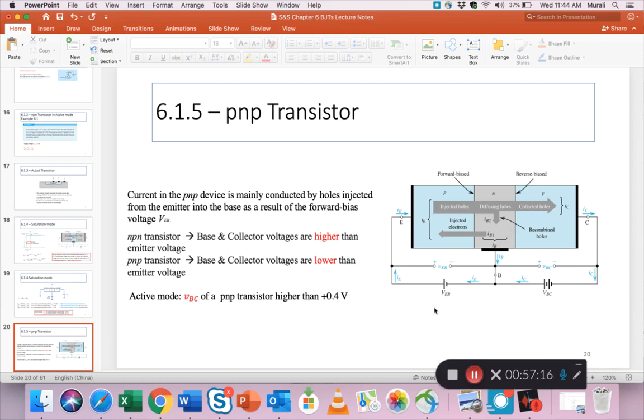The forward bias still applies, and the reverse bias still applies for active mode. Forward bias of a PN junction means the P is positive, the N is negative. A reverse bias on this junction means the P region, the collector region, gets a negative voltage and the base region gets a positive voltage. Okay? In active mode, previously we used to talk about VCB, but here we say the VBC of a PNP transistor has to be higher than 0.4 volts.